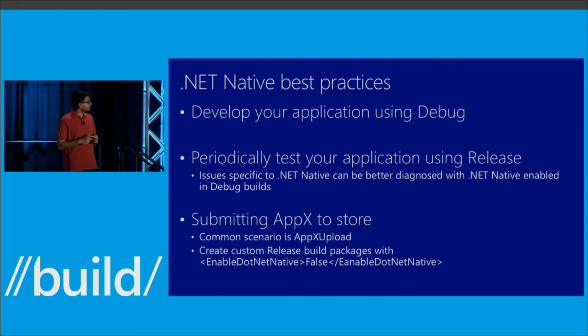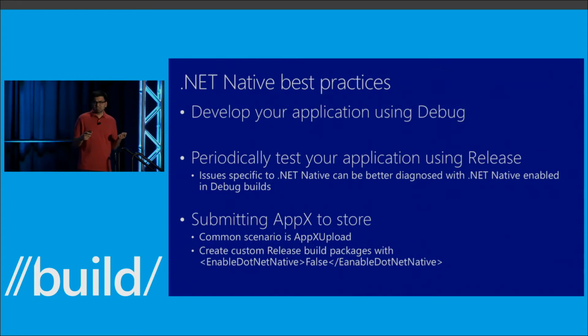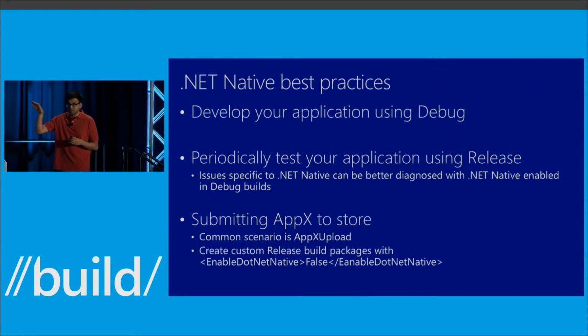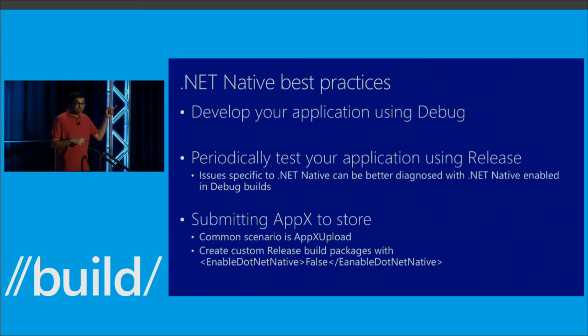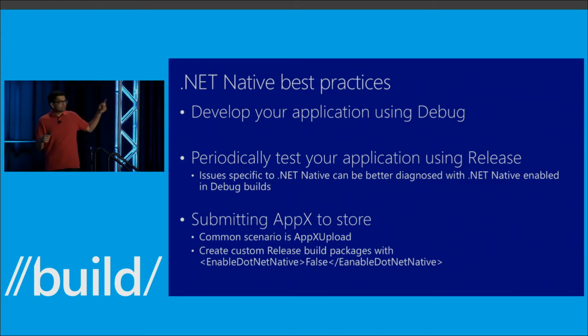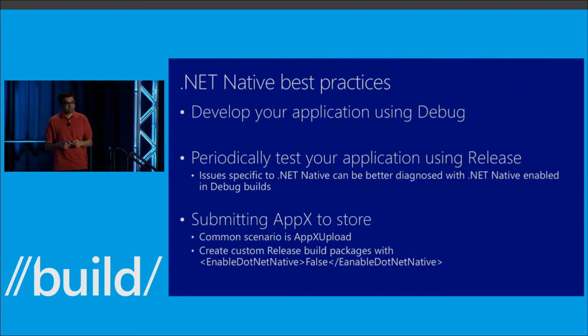When submitting an Appx to the store, the most common scenario is to use the Appx upload file. We do all of the right things for you. But just in case you're interested in submitting individual Appxes to the store, which many people do as well, you should definitely make sure that you turn off the flag for building with .NET Native. Create a custom configuration and turn off this flag, and then submit the MSIL package to the store.